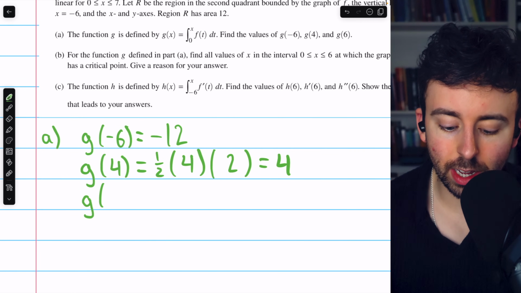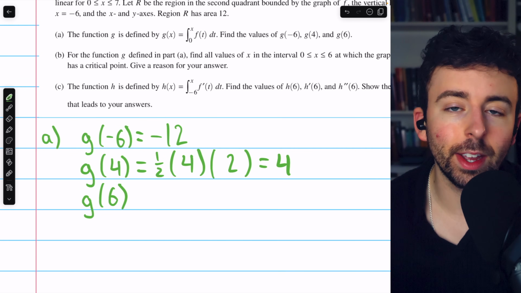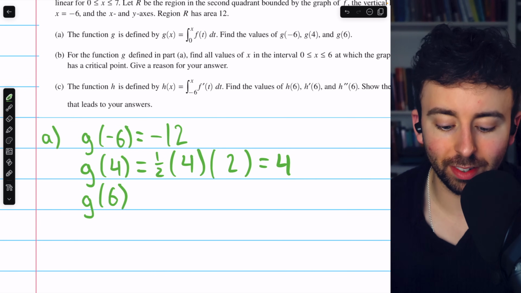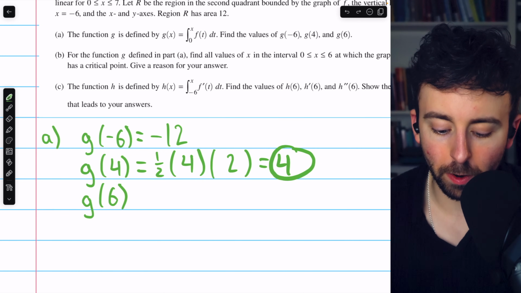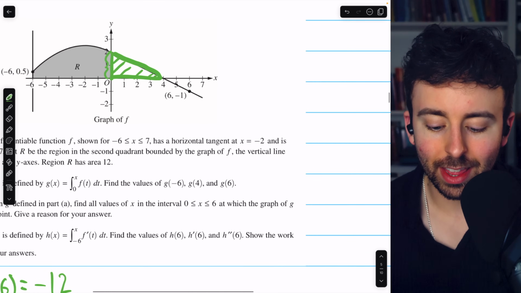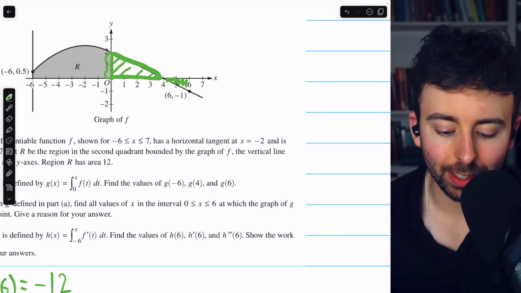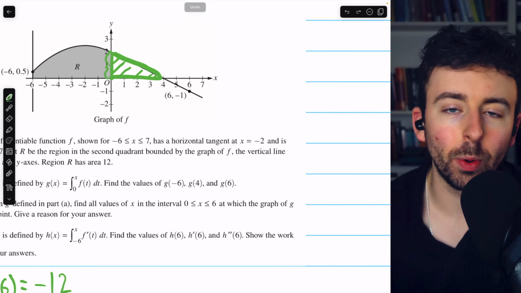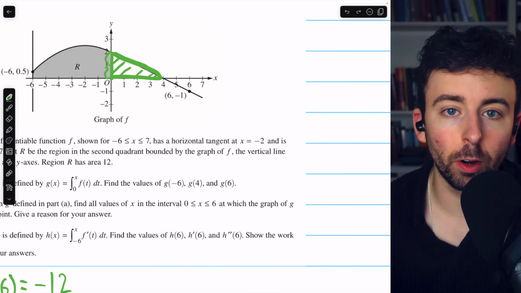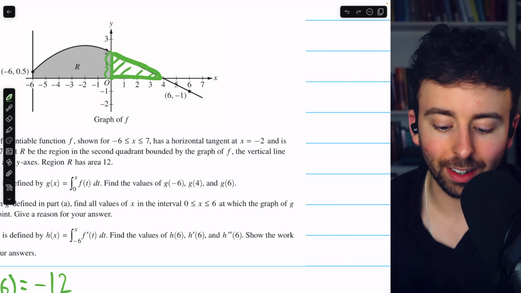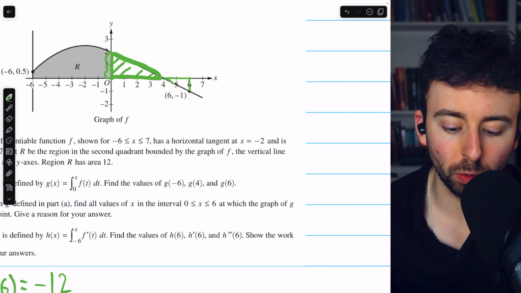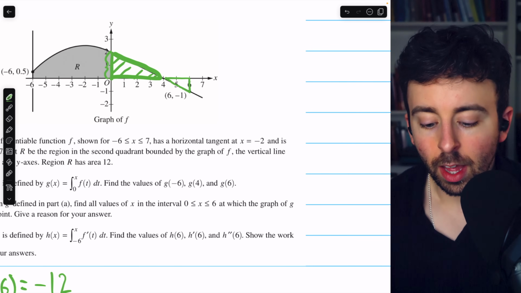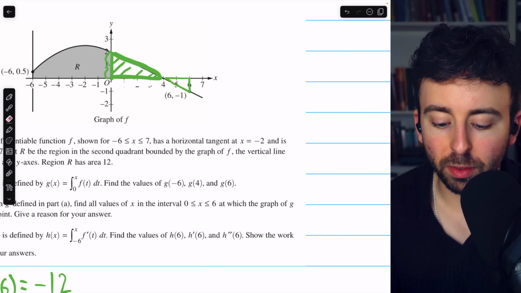Finally, for g of 6, we have to do the same thing, adding up area from 0 to 6. So that's going to be the area from 0 to 4, which we already calculated. It's just 4. And then we need to add this area from 4 to 6. And we can see that's going to be a negative area because the curve is now underneath the x-axis. But again, this is just a triangle. So again, we will use 1/2 base times height. And again, we're taking all the area from 0 to 6.